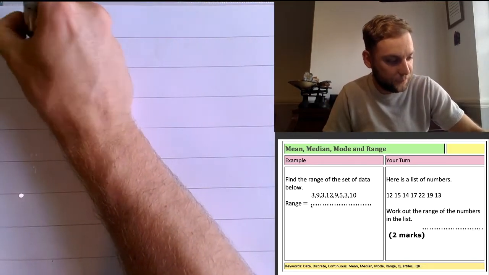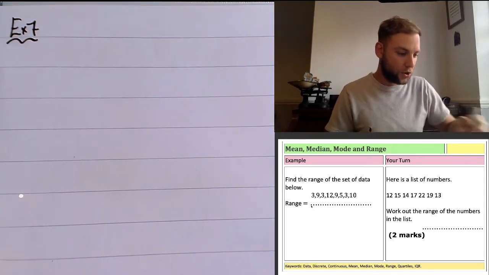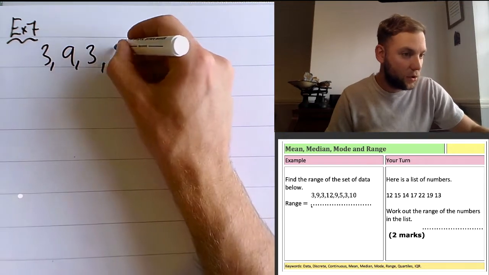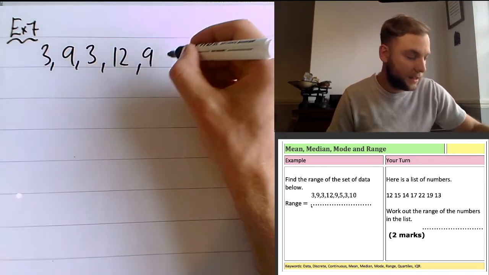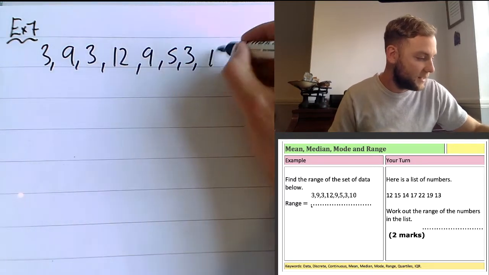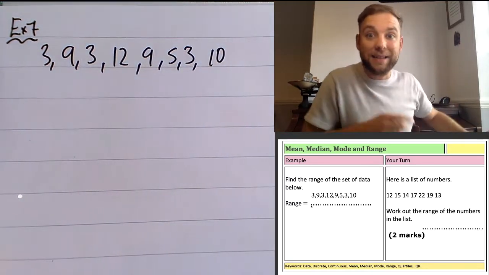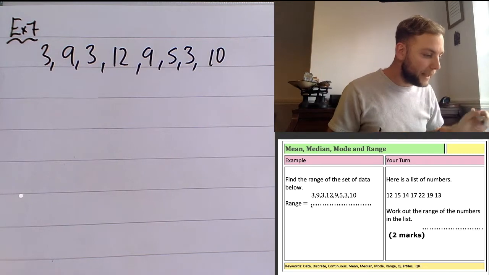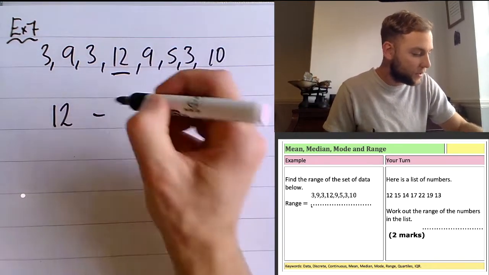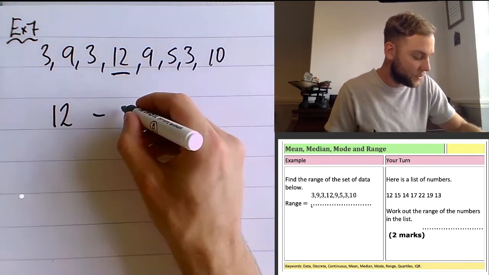Example 7. Do make sure you're getting these down. So I've got 3, 9, 3, 12, 9, 5, 3, and 10. So the range is the biggest take away the smallest. So what's the biggest in this case? Well, the biggest in this case is 12. Take away the smallest, which in this case is 3.